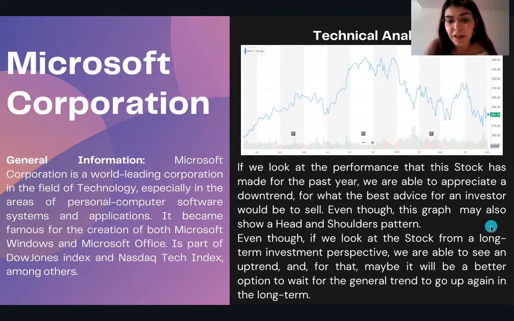So if we look at the stock from a long-term investment perspective, we are able to see that it's going to be an uptrend. And for that, maybe it will be a better option to wait for a general trend to go up again in the long term.